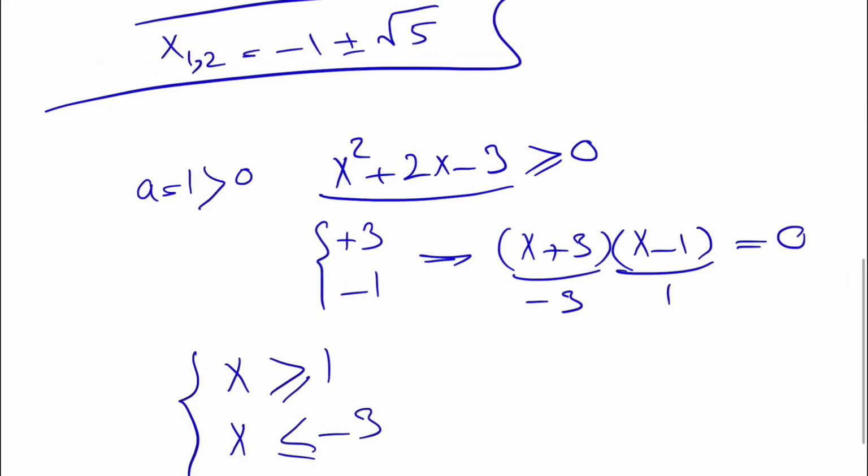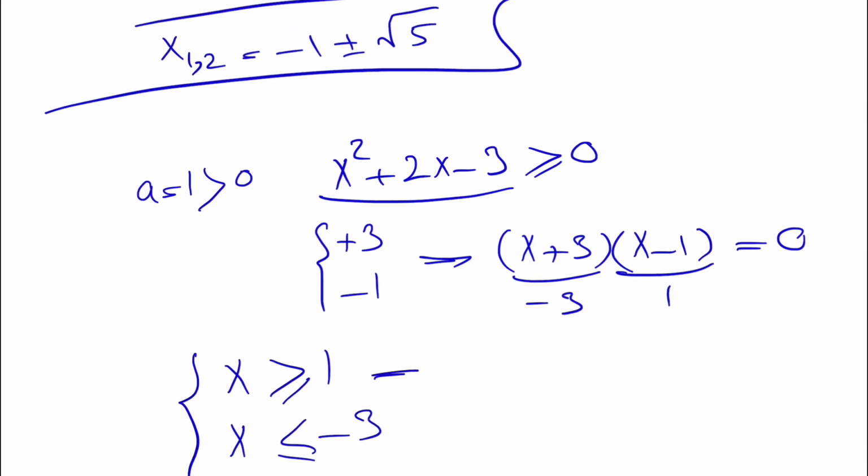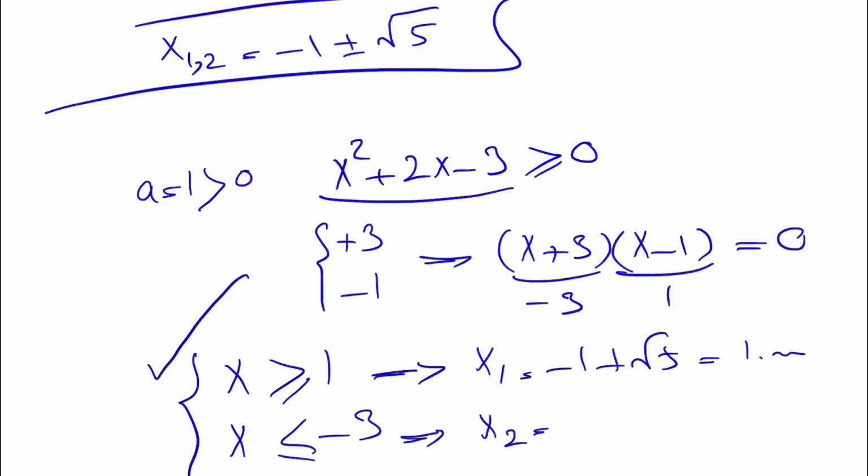So let's see what we have in here. One of our roots was, let's call it x1, minus 1 plus square root of 5. We know the square root of 5 is 2 point something, so we'll get 1 point something for x1, which is greater than 1. So we're good to go with this answer. And our x2 was basically minus 1 minus the square root of 5. Again, this will be minus 3 point something, so less than minus 3. So both of these two answers are good.